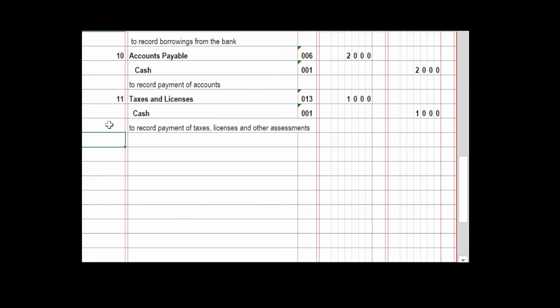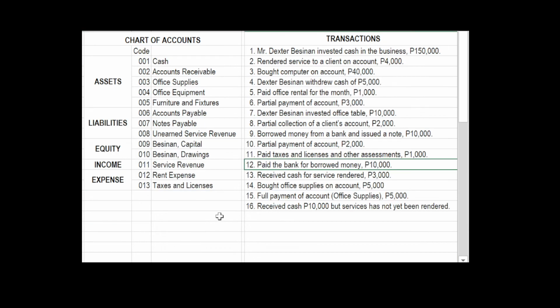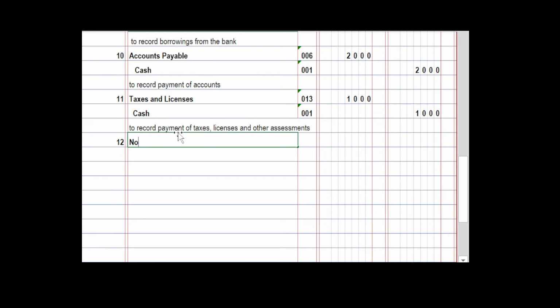Next, proceed tayo for number 12. Pay the bank for borrowed money. Nagbayad tayo ng pera sa bangko. Nagbayad tayo sa bangko para dun sa inutang natin na pera. Ganun yun. So, 10,000. So, since yung ginamit natin na account title is notes payable, so notes payable din yung gagamitin natin dito. So, debit tayo ng notes payable para bawasan yung utang, and then credit tayo ng cash kasi cash yung lumabas.